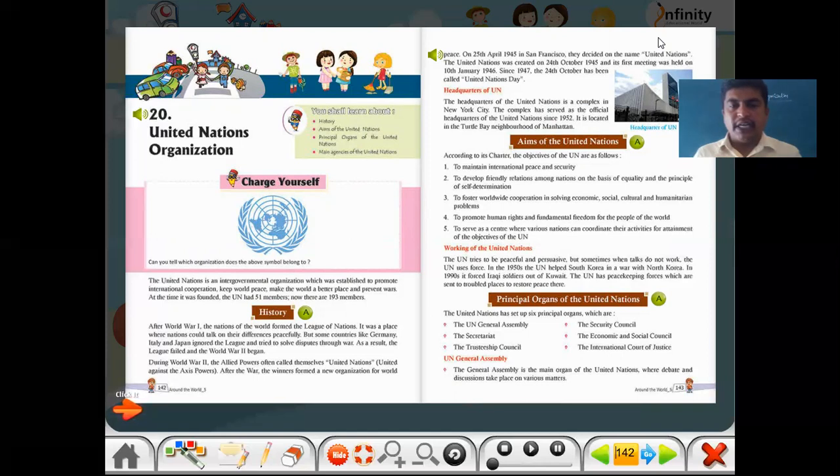The United Nations Organization has set up 6 important principal organs. The first one is the UN General Assembly. Second, the Security Council. Third, the Secretariat. Fourth, the Economic and Social Council. Fifth, the Trusteeship Council. Sixth, the International Court of Justice. These are all 6 important principal organs of the United Nations Organization.